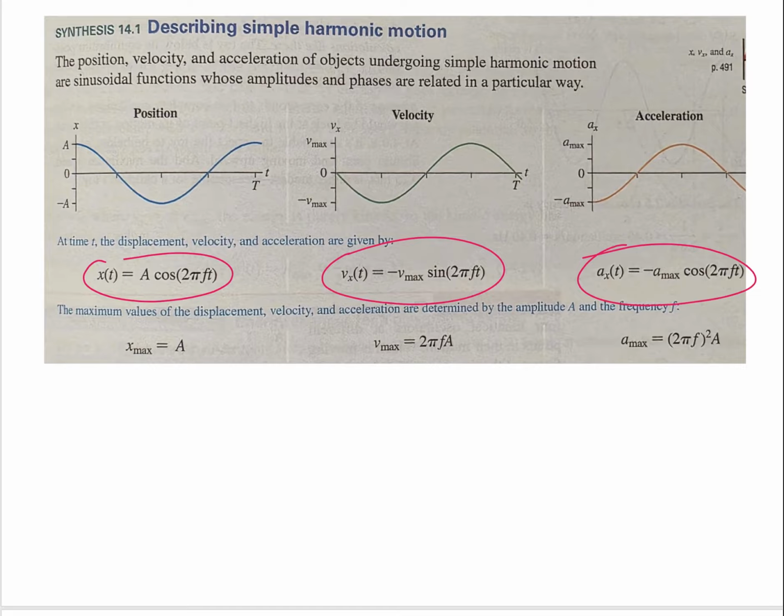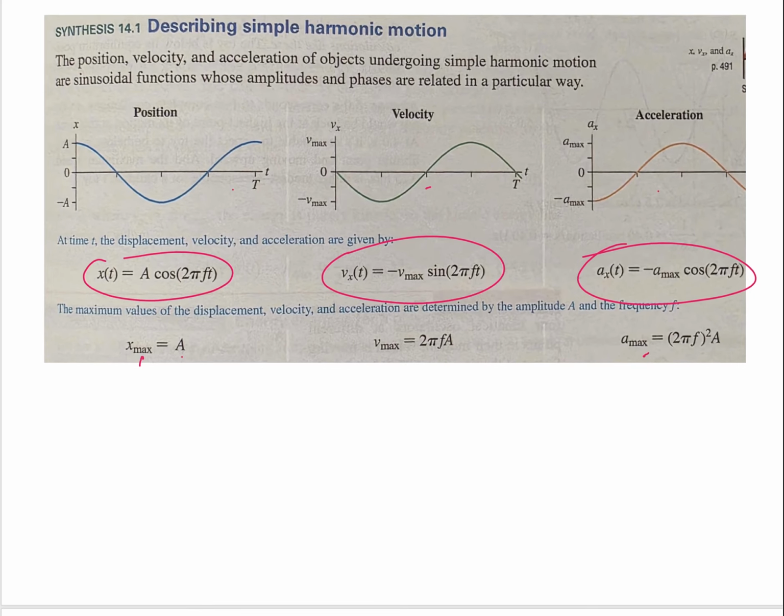The maximum values of the displacement, velocity, and acceleration are determined by the amplitude and the frequency. So the maximum position is just the amplitude. The maximum velocity is 2 pi times the frequency times the amplitude. And then the maximum acceleration is 2 pi times the frequency, squared, times the amplitude, okay? And the math to get there was on the previous slide. We don't need that math necessarily, we just need to know these ultimate formulas here, okay? And then also the graphs themselves are out of phase, but they're all sinusoidal. Whether it's cosine or sine doesn't matter right now, they're all sinusoidal, okay?